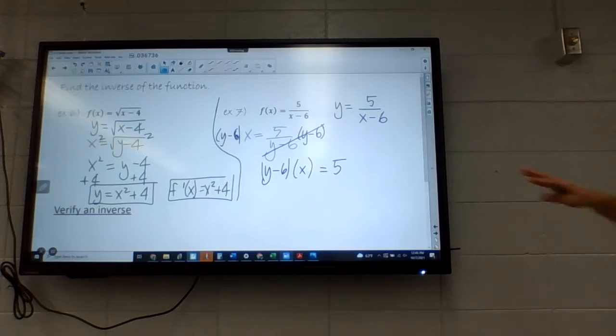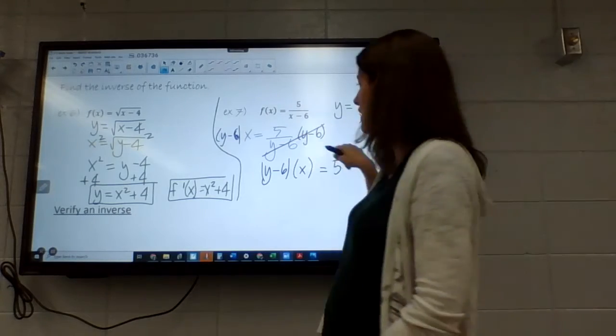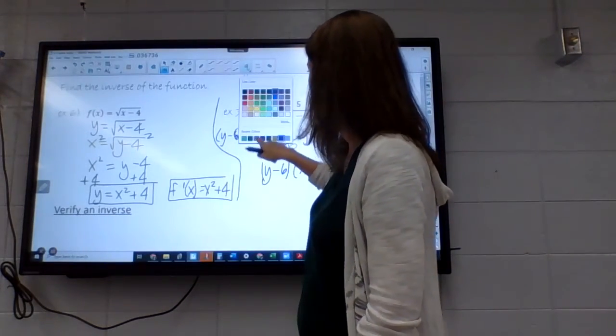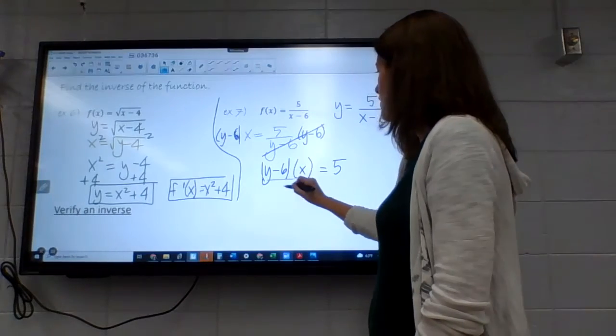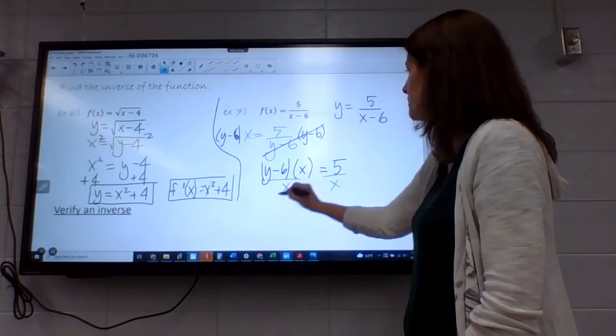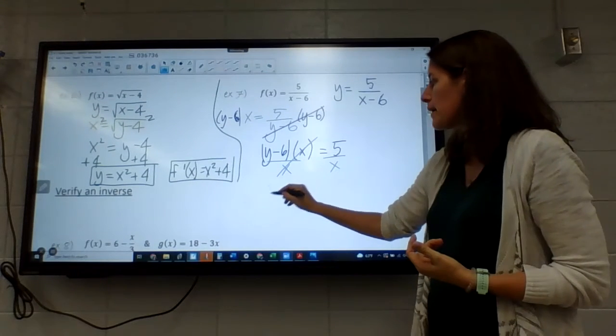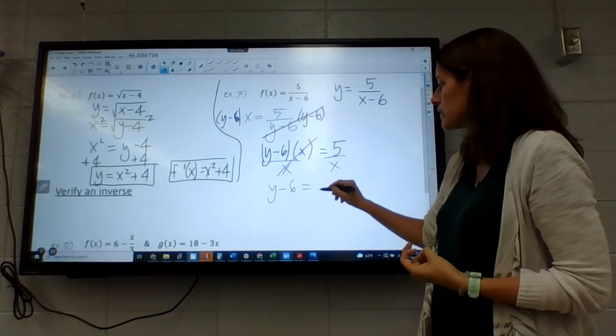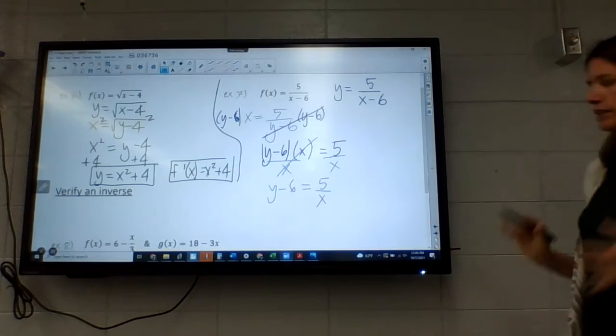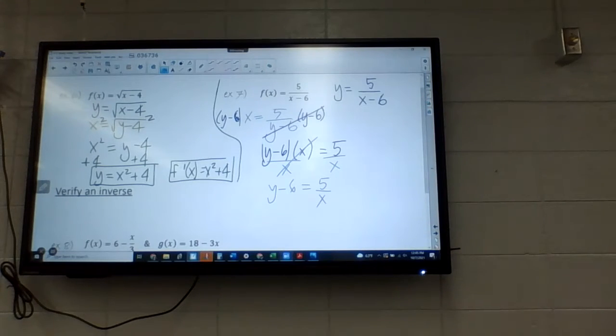Yeah, we want to get y alone, so we're going to divide by x, get that x moved over to the other side. So we're going to divide each side by x. That's going to go away. So I'm going to have y minus 6 equals 5 over x. If you don't like that variable in the denominator, that's okay. And then to get our y alone, we're just going to add 6.